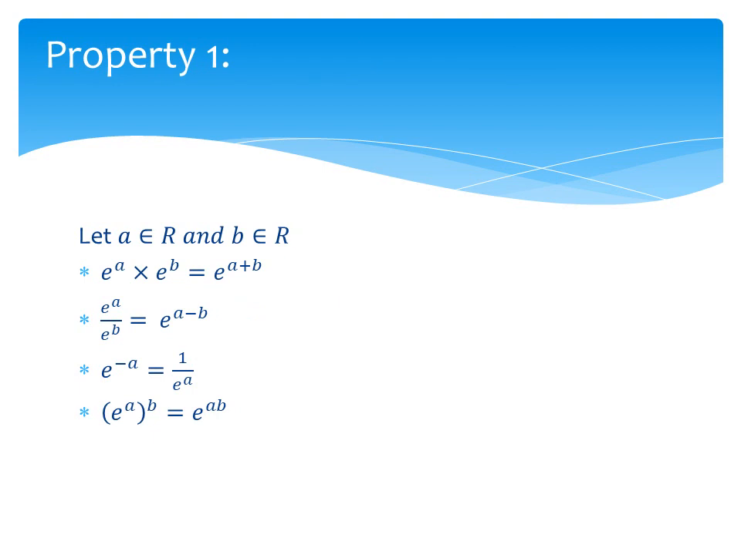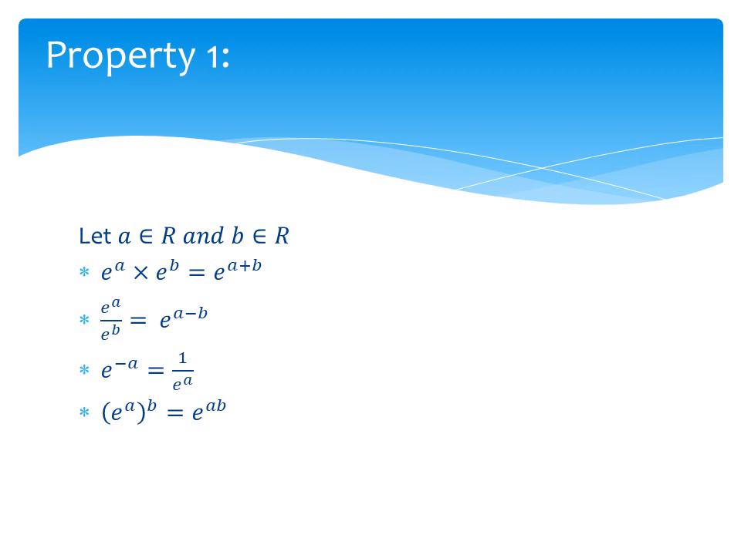Property number 1. a belongs to R, b belongs to R. We have two real numbers, any two real numbers. If we have the exponential power a times exponential power b, it's equal to exponential power a plus b. We are applying the rules of powers. The same base, we add the powers. These are rules that you have encountered before in middle school.